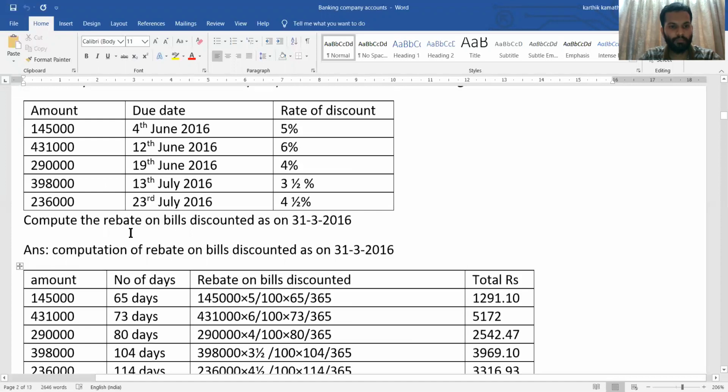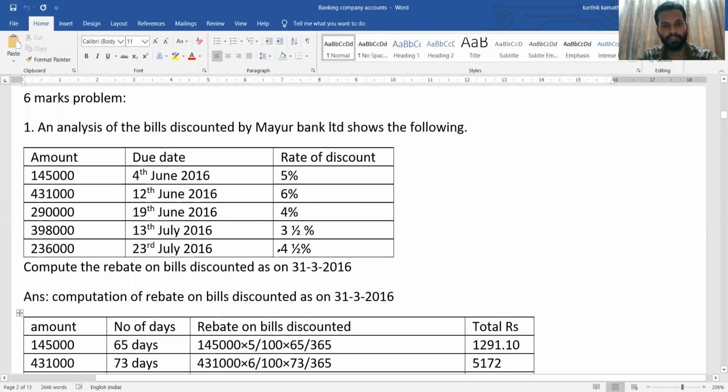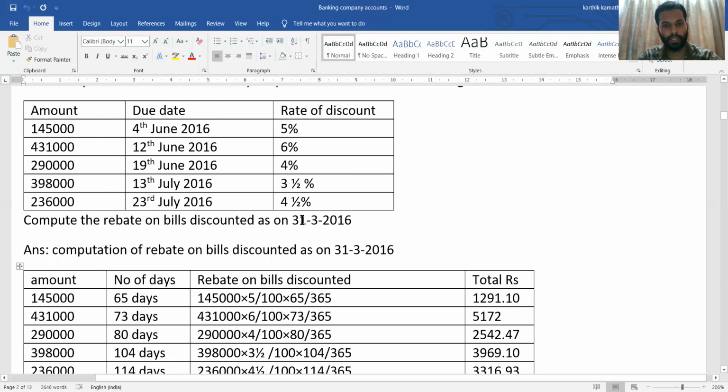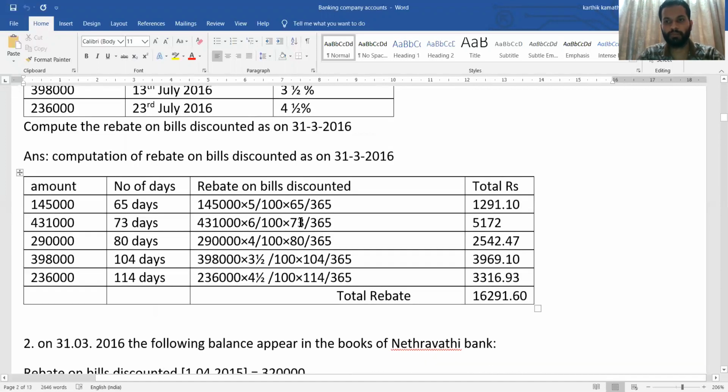So they have asked to compute rebate on bills discounted as on 31st March 2016. So this much you need to do for a 6 mark problem. So it is a very simple problem for 6 marks. So this is how you are going to solve this problem. So now one more problem we are going to see for 6 marks.